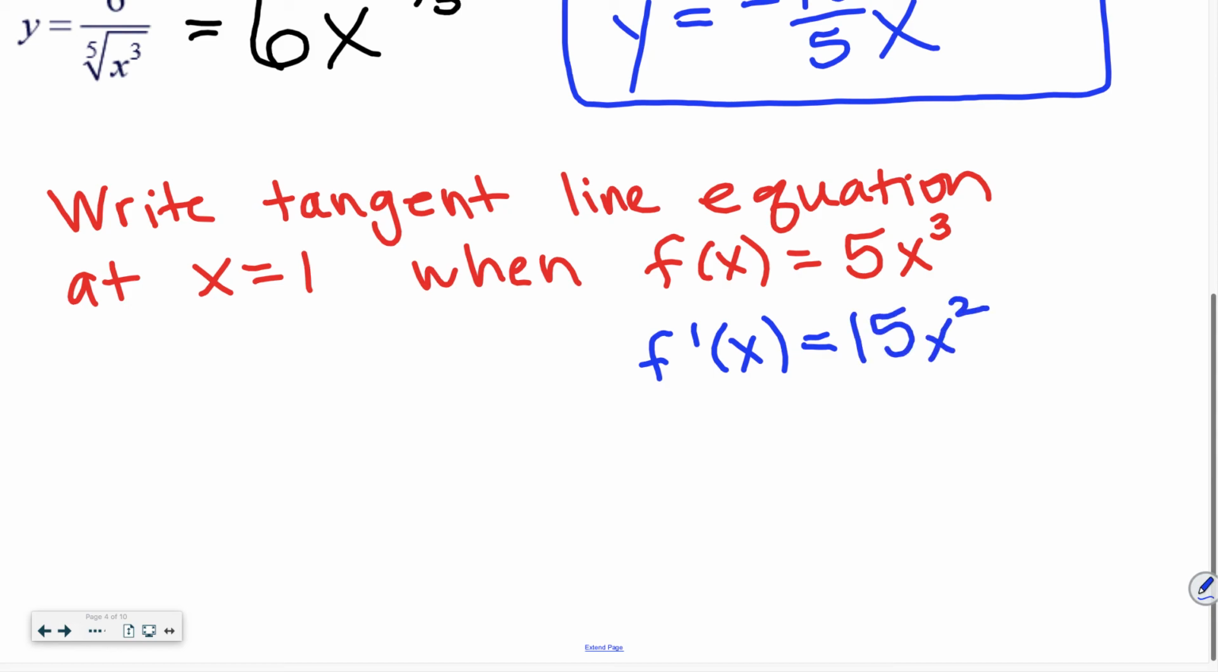Are we okay with that derivative being 15x squared? Is our slope 15x squared? It is at any given point, but if I'm talking about x equals 1, is our slope 15x squared? We would need it to be 15 times 1 squared. What else do we need before we write the lines?